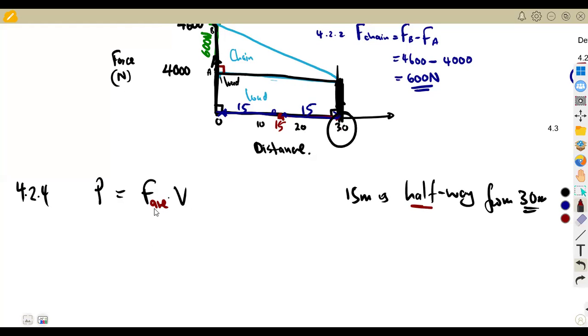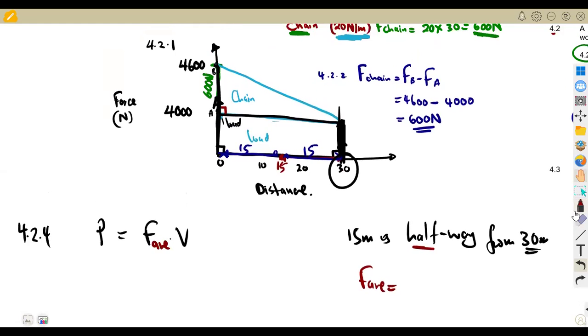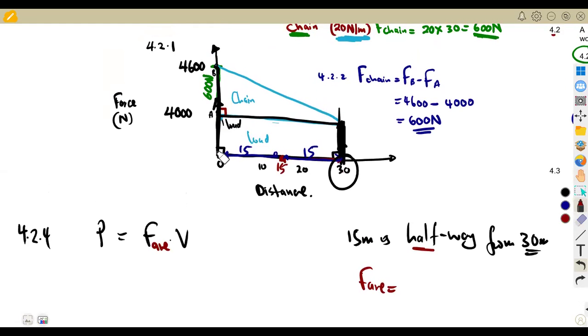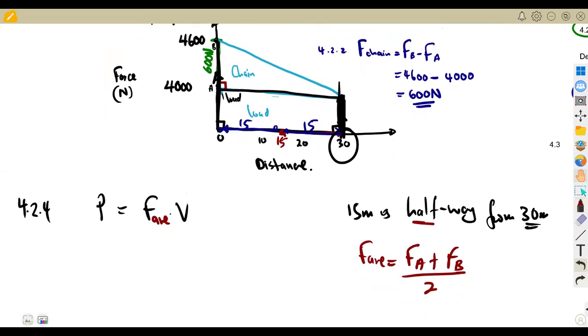Whenever it is at the midpoint, you use the average force, where the average force is simply the sum. Remember, average, guys, is you add two things, then you divide by 2. So which forces are you supposed to add? FA, which is the force of the load, plus the total force, divided by 2. So this is FA plus FB over 2, the force at A plus the force at B, divided by 2. That's our average force.